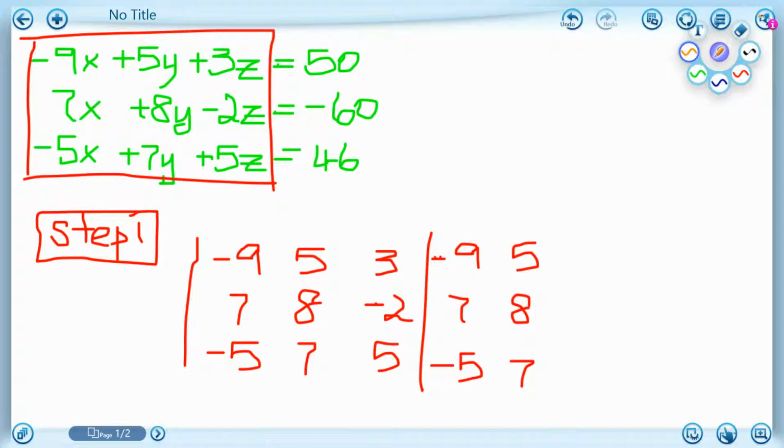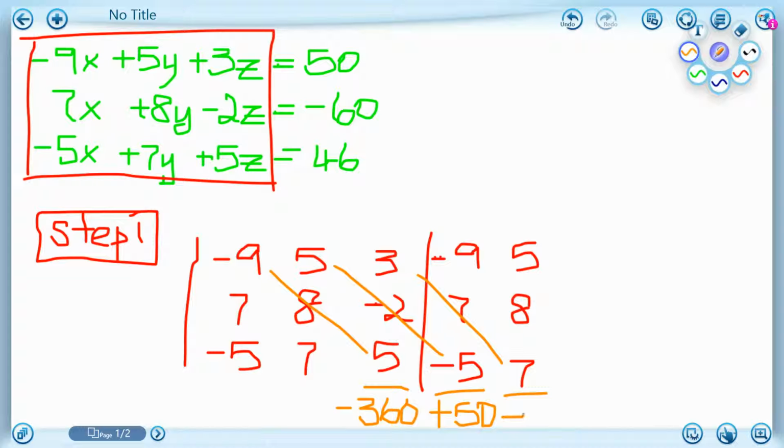Now let's go ahead and multiply. I'm multiplying it this way right here, and I'm gonna get negative 360. Multiply it this way right here. I'm gonna get positive 50. And then I'm gonna multiply it this way like this. Get positive 147. Now I'm going to do it the other way.